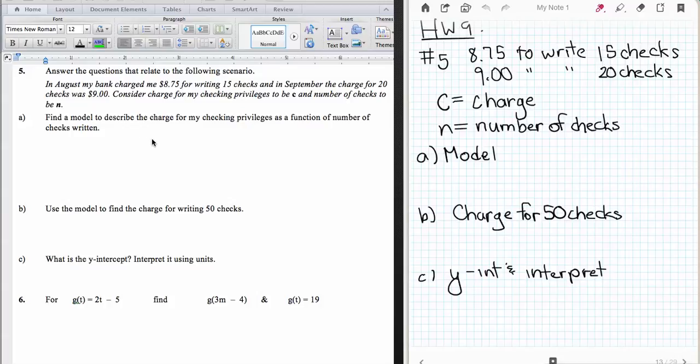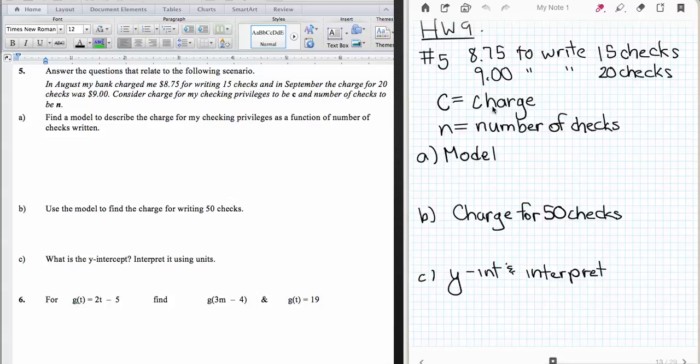It says in August, my bank charged me $8.75 for writing 15 checks, and in September, the charge for 20 checks was $9. Consider the charge for my checking privileges to be C and the number of checks to be N. So I've jotted down some information here: $8.75 to write 15 checks, and $9 to write 20 checks, and C means charge and N means number of checks.